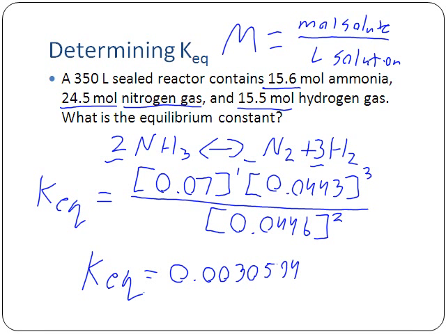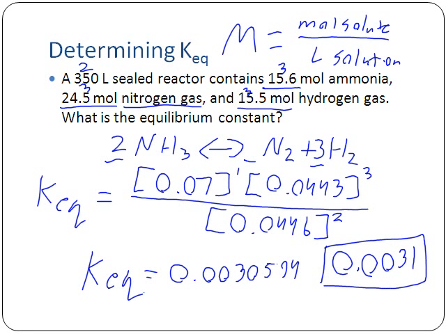Now, significant figure-wise, 15.6 has 3, 24.5 has 3, 15.5 has 3, 350 liters has 2. Since all of them use that 350 liters and we're all multiplying here, our final answer is going to have 2 sig figs. And so our final answer for KEQ is 0.0031 with significant figures here. So that's how you go about finding the equilibrium constant in that case.